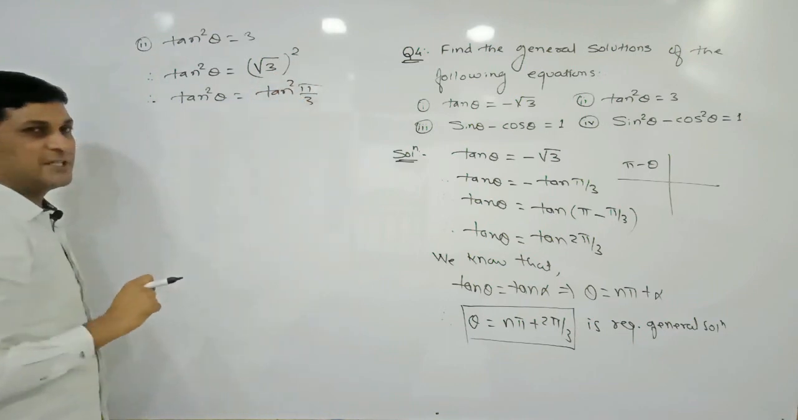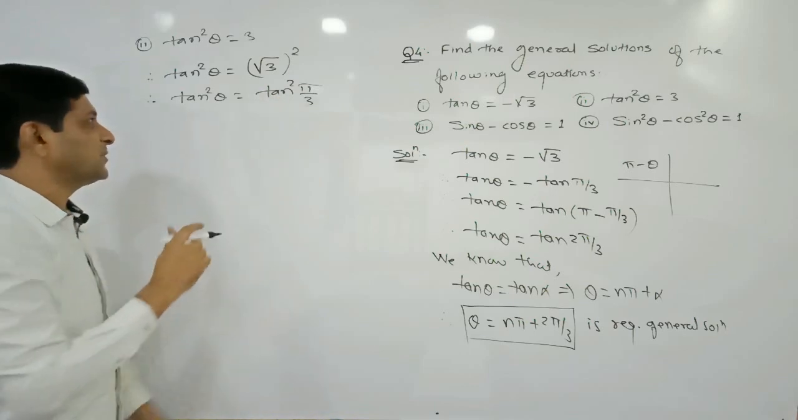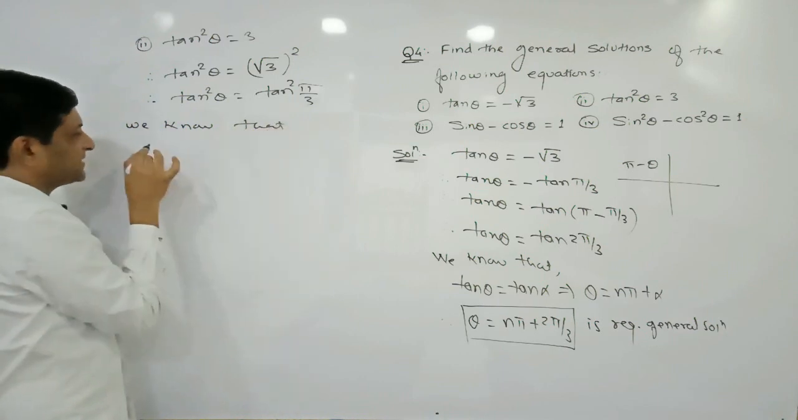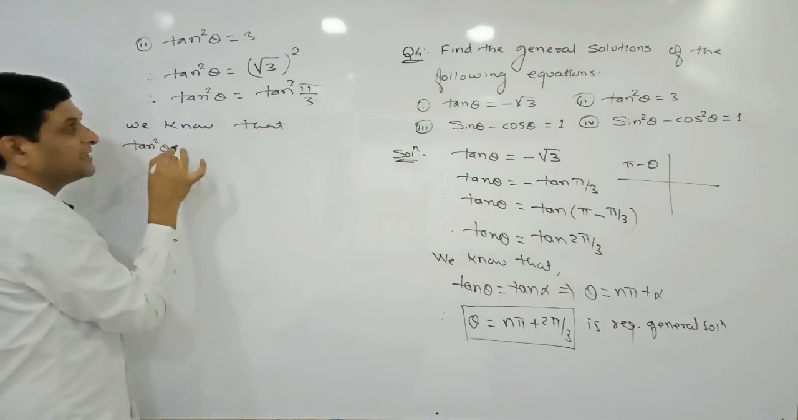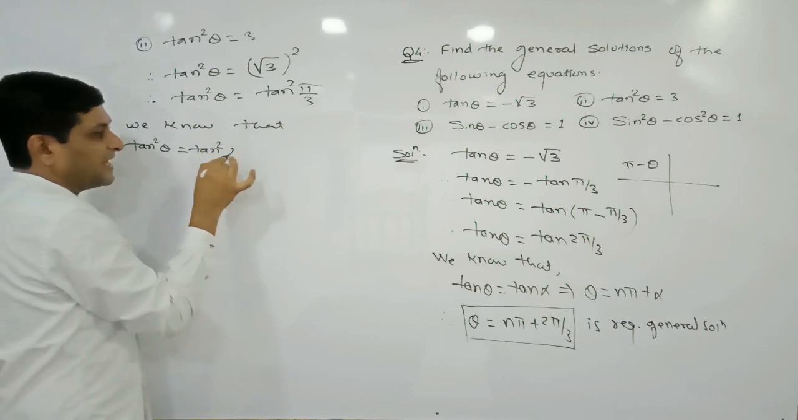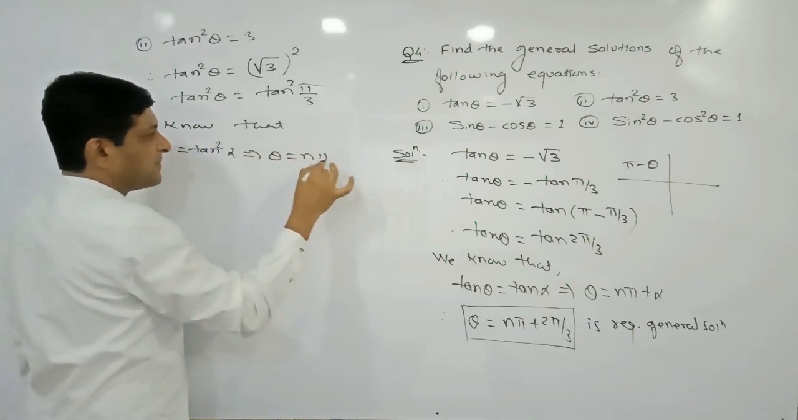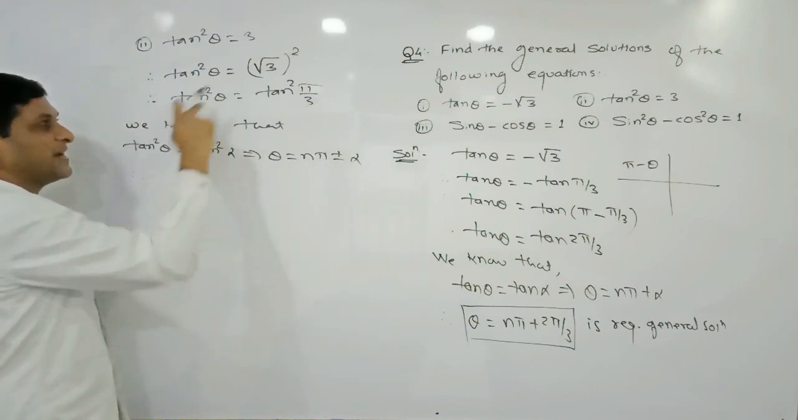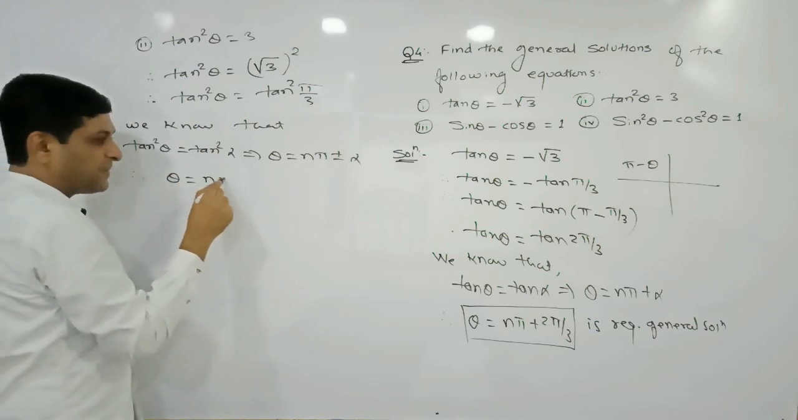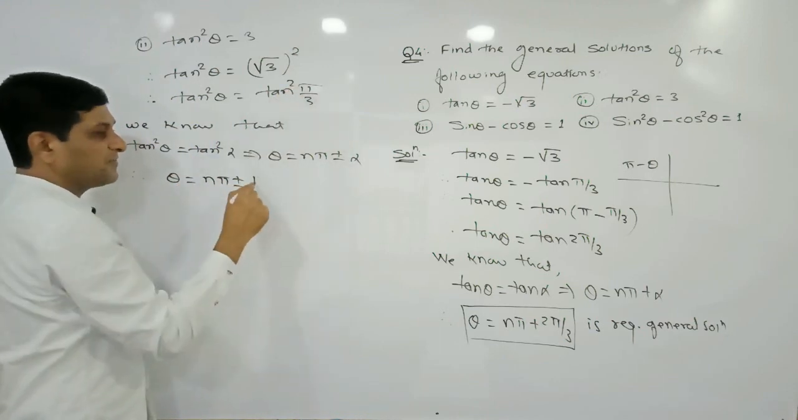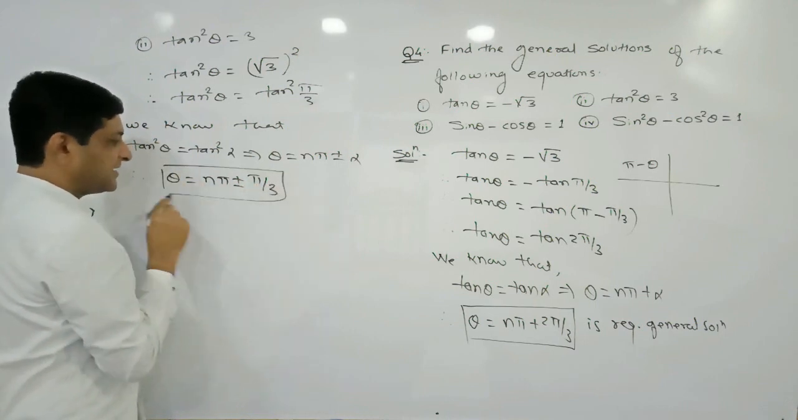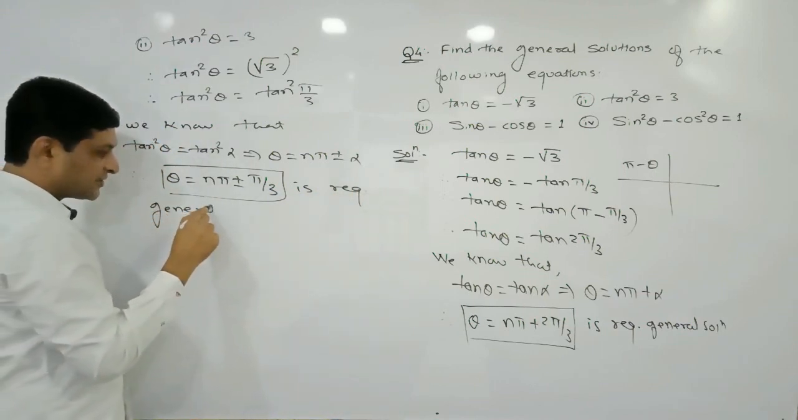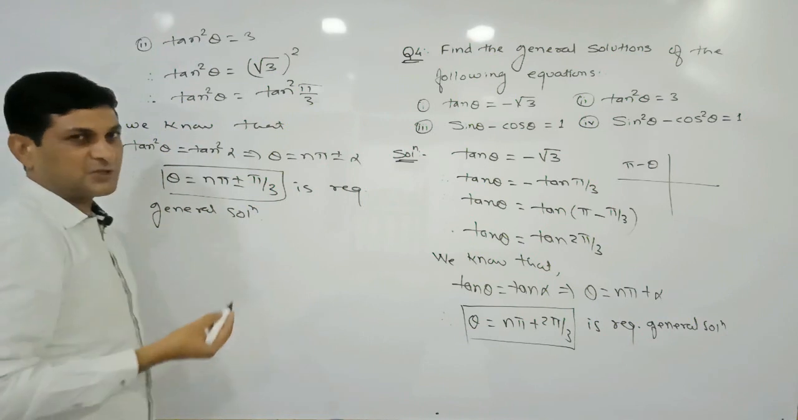Now this expression is in the form of tan square theta is equal to tan square alpha. So again write down that formula. We know that tan square theta is equal to tan square alpha implies that theta is equal to n pi plus or minus alpha. According to this formula, the value of theta is equal to n pi plus or minus alpha. What is the value of alpha here? Pi by 3. And we can say that it's the required general solution. In this way we have got the general solution of this trigonometric equation.